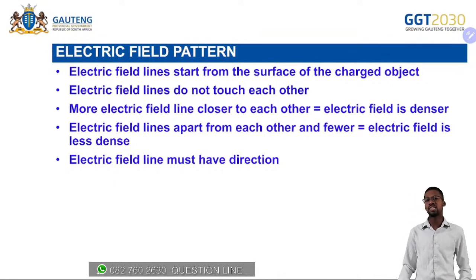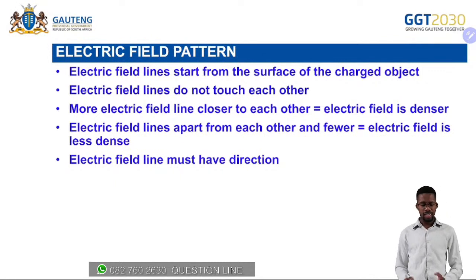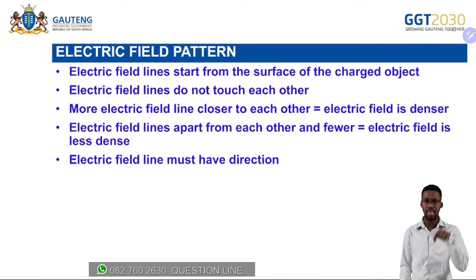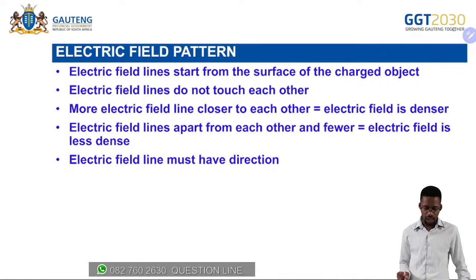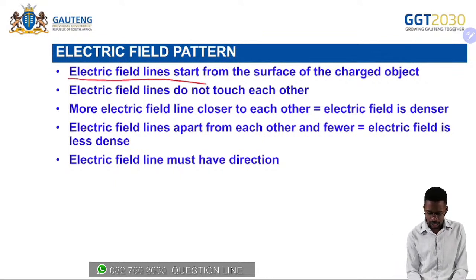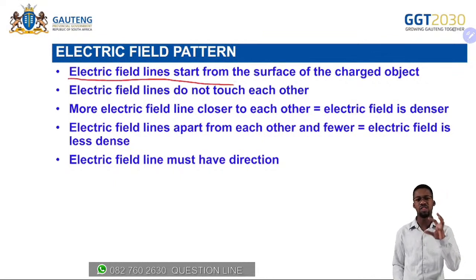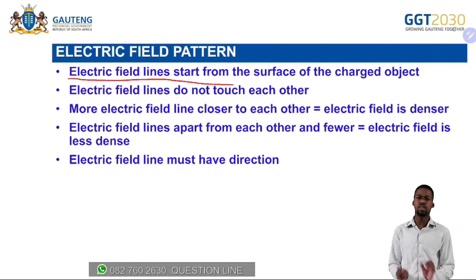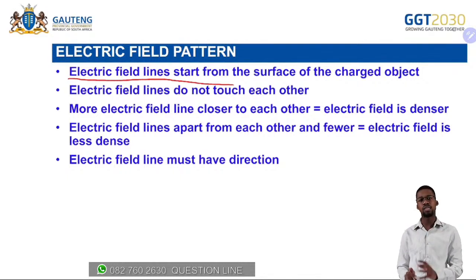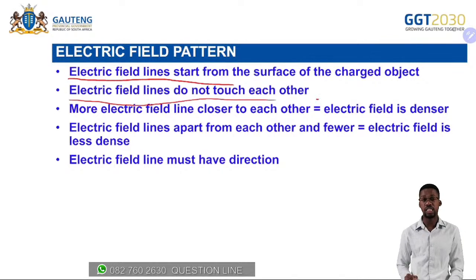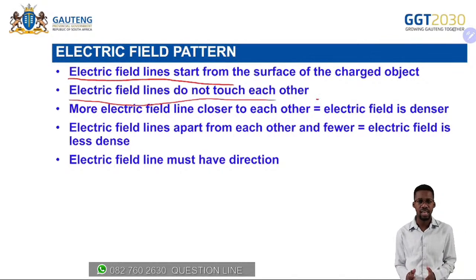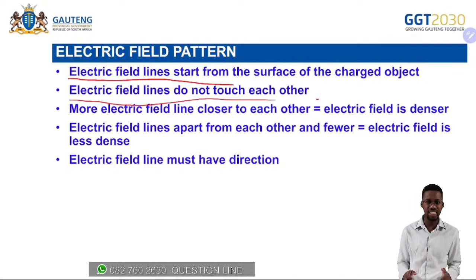So let's talk about electric field patterns. There are certain guidelines that we need to follow when we draw electric field lines of charged spheres or points. The first one: electric field lines must start from the surface of the charged object. Number 2, electric field lines do not touch each other. They cannot cross each other.